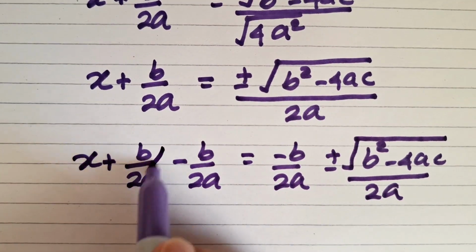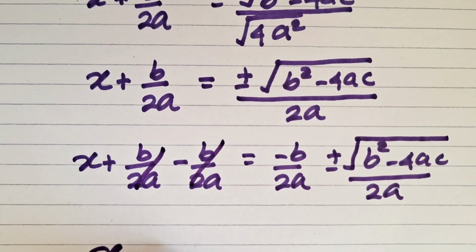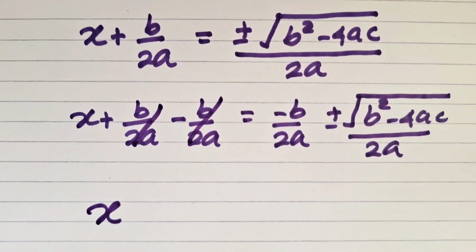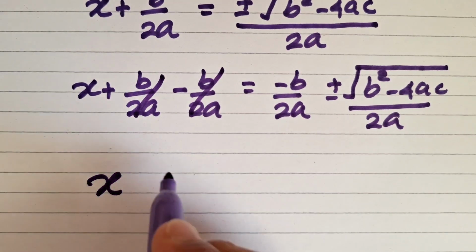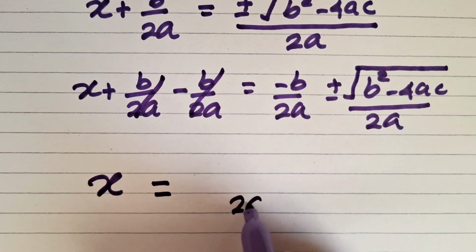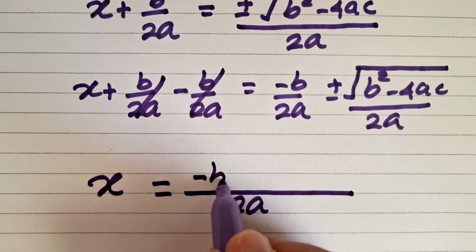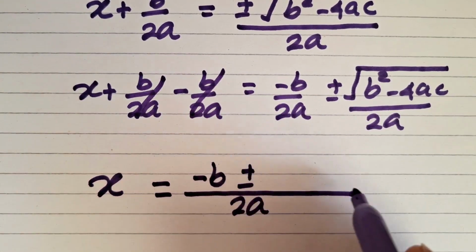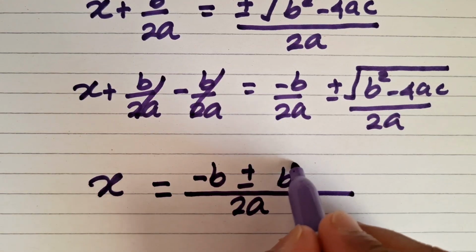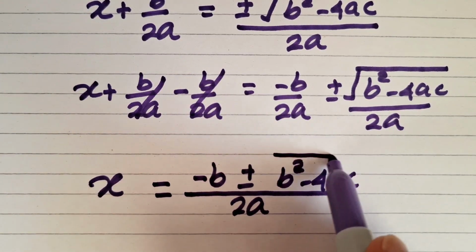Now on the left side b over 2a and minus b over 2a are going to be cancelled. We have x only on the left hand side, which is equal to, here 2 times a is the common denominator. In the numerator we have minus b plus or minus the square root of b squared minus 4 times a times c.